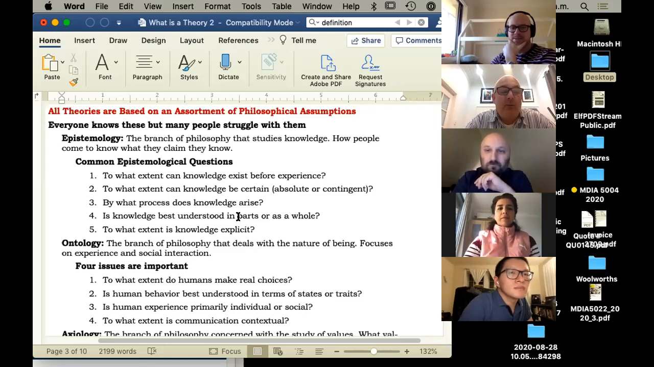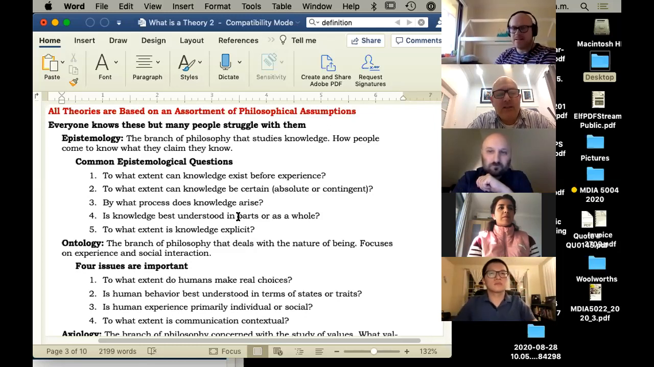And then by what process does knowledge arise? And that's an important question. Do we learn it culturally? Do we learn it interactively? Do we learn it by thinking about things? Do we learn it in dreams? Is knowledge best understood in parts or as a whole? And to what extent is knowledge explicit? So this is your epistemological assumptions about how we know things.